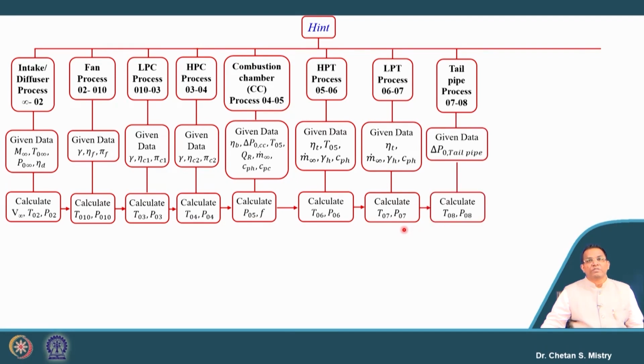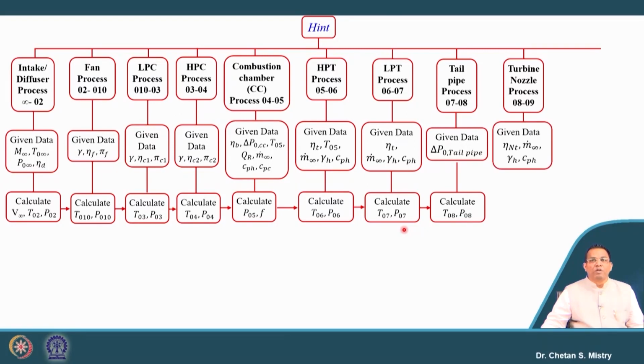Here in this case, we have a tailpipe. For that, we can calculate the exit temperature and pressure from the tailpipe. We have our turbine nozzle. For this turbine nozzle, the efficiency is given. We will calculate the critical pressure, then compare and check whether this nozzle is choked or unchoked. Based on that, we will calculate our static pressure and static temperature.